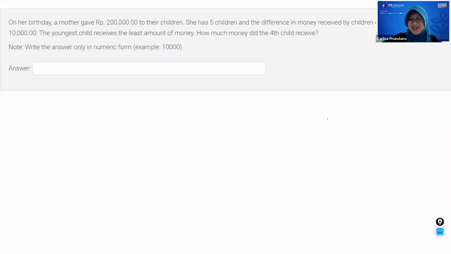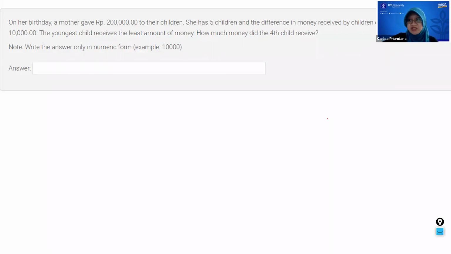Okay, next one. I think I will not spend more time on the previous problem, so let's move on to the next problem. Let's read together, yeah. On her birthday, a mother gave 200,000 rupiah to her children. She has 5 children, and the difference in money received by children of the nearest age is 10,000 rupiah. The youngest child receives the least amount of money. How much money did the 4th child receive?